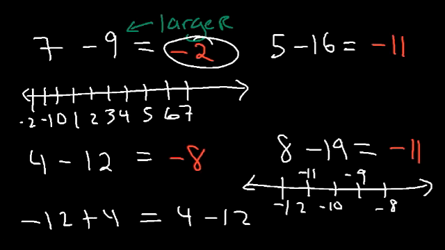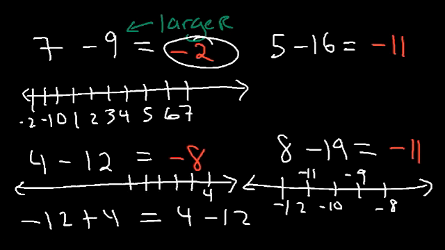But if you want to do it the long way, you could start with 4 and go 12 spaces backwards. 1, 2, 3, 4, 5, 6, 7, 8, 9, 10, 11, 12. And as you can see, you're going to reach negative 8.